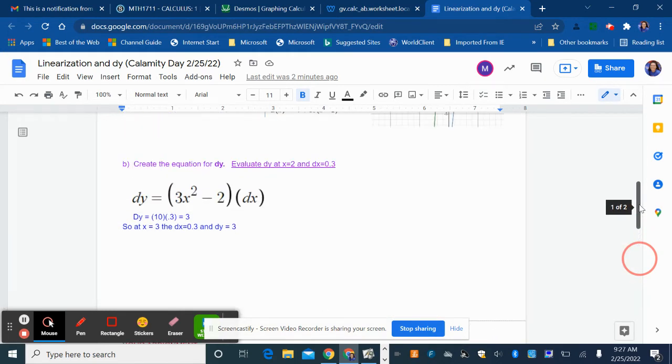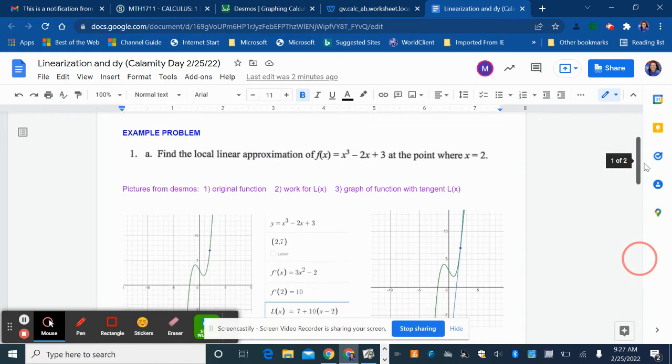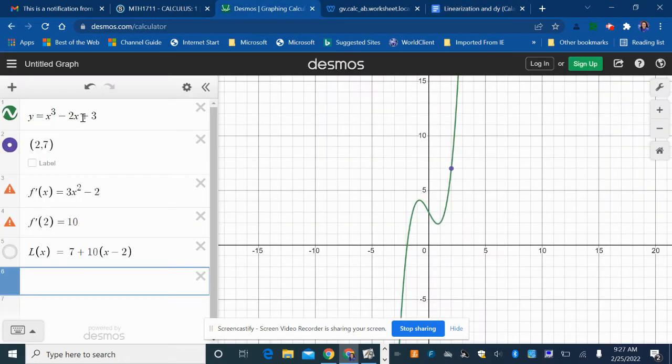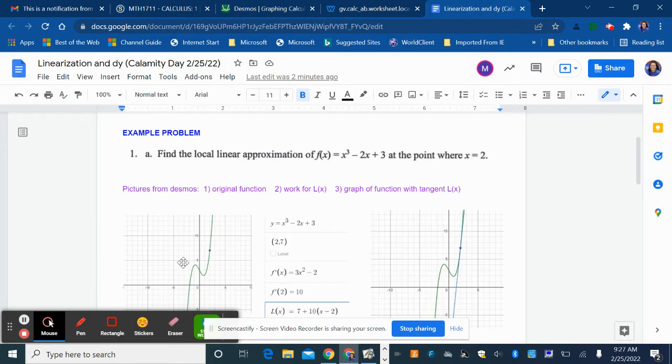All right, so how I did my problem is I just typed in the original function into Desmos. So here's my original function. I typed it in Desmos, and then I just snipped that right here. So I just snip that and here's my original function. So that's that cubic function right there.